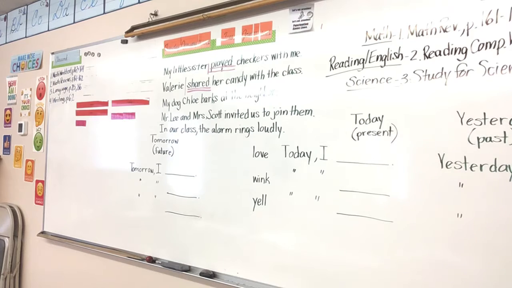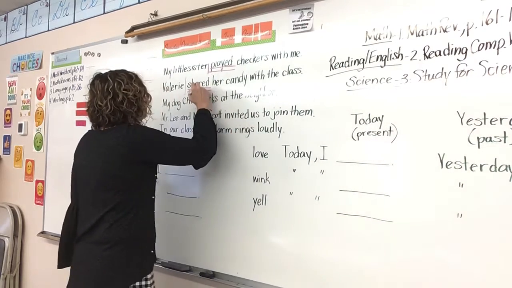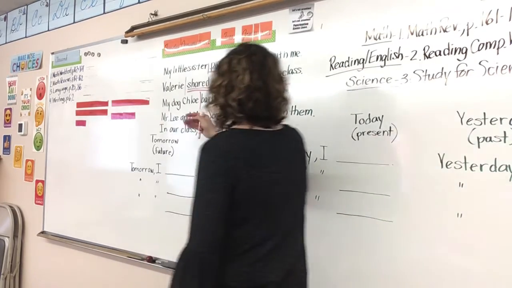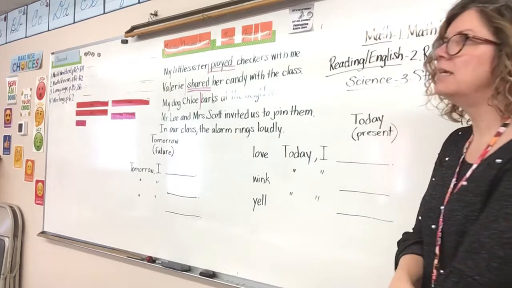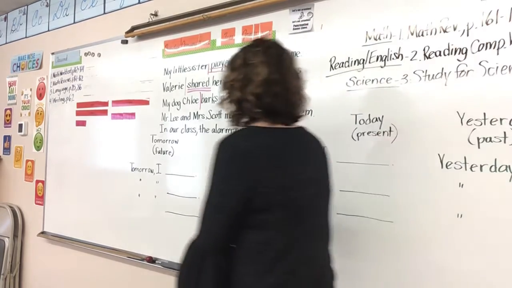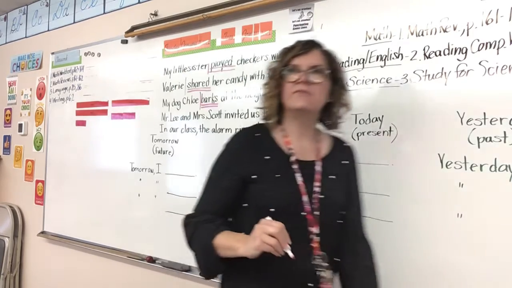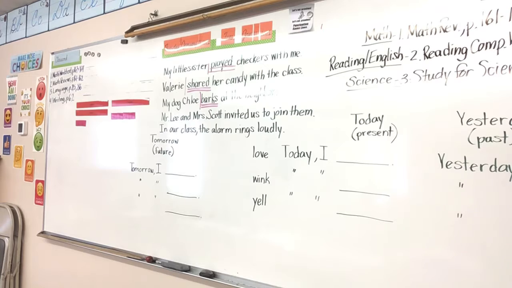The next sentence says, my dog Chloe barks at the neighbor. Yep, that she does. All right, Leanna, where are we going to divide it? After Chloe. All right, after Chloe. Now we've divided it. Look at the predicate side. Barks at the neighbor. Riley, what's the verb? Barks. All right, barks is the verb. Very good. All right, let's look at the next one.